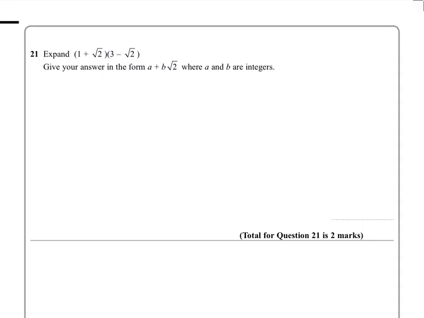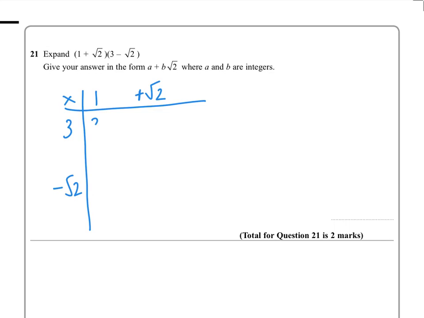It says expand 1 plus root 2, so I'm using a grid here, multiplied by 3 minus root 2. Put the plus sign in if it helps. And then let's have a look. 3 times 1 is 3. 3 times root 2 is 3 root 2. 1 times minus root 2 is just one of those, so it's just minus root 2.